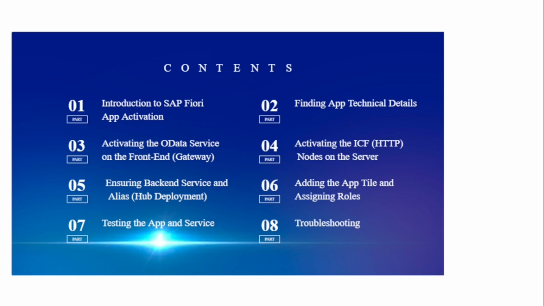And then on the fourth step we will do the activation of the ICF HTTP node on the server, whereas on the fifth step we will do ensuring the backend services and alias. So moving forward, on step number 6 we will add the app tile and assign roles.